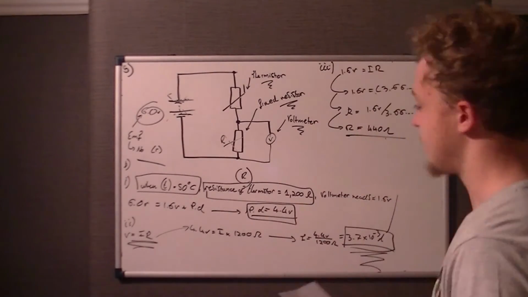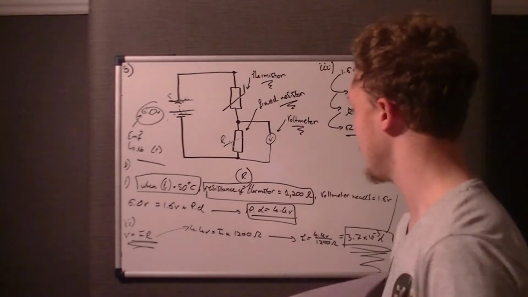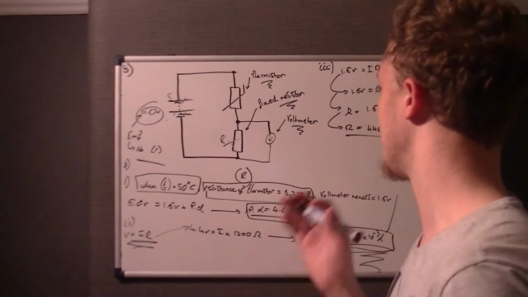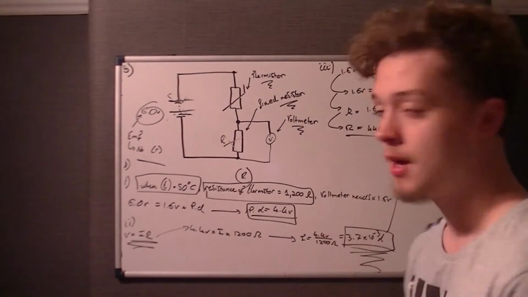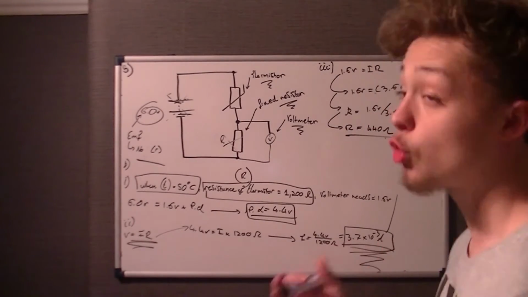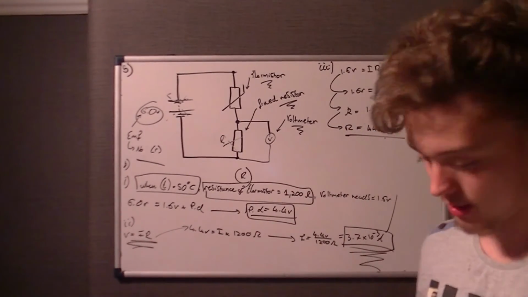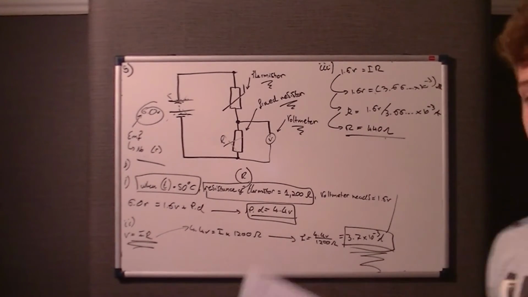Which again makes sense because we know the current is very small and the potential difference is fairly small, so we need quite a large resistance value. Not as large as the thermistor, obviously, because that's a much lower current, much higher resistance. So anyway, that's the end of the calculation questions.